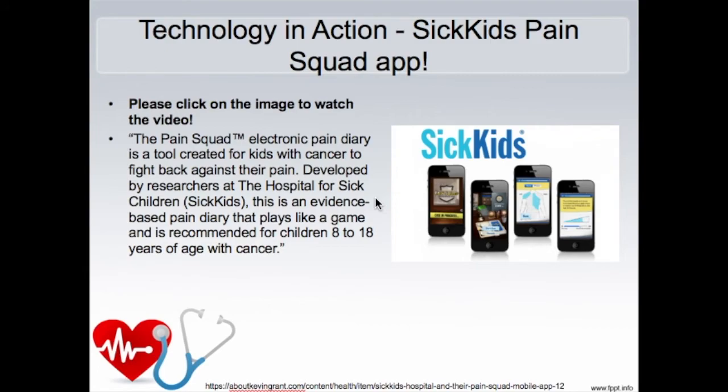Here we have an example of technology in action. Please click on the image to watch the video about the SickKids Pain Squad app. The Pain Squad electronic pain diary is a tool created for kids with cancer to kick back against their pain. Developed by researchers at the Hospital for Sick Kids, this is an evidence-based pain diary that plays like a game and is recommended for children 8 to 18 years of age with cancer.